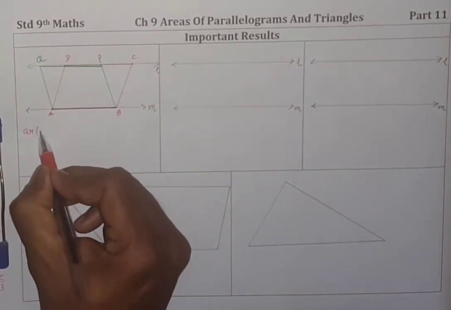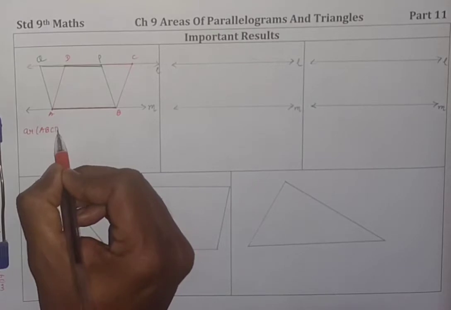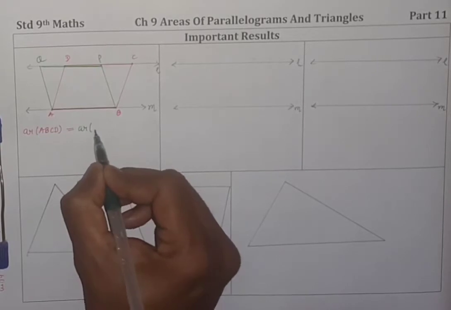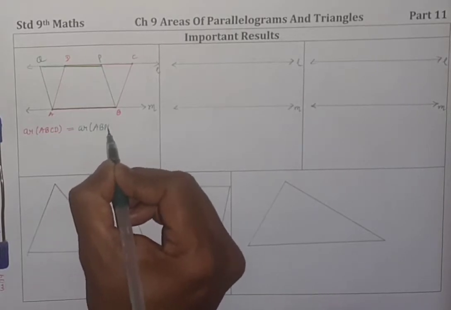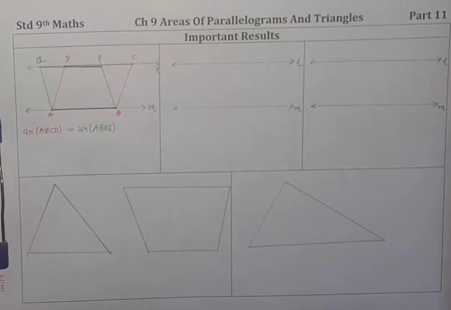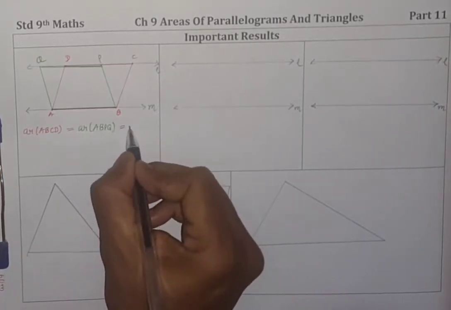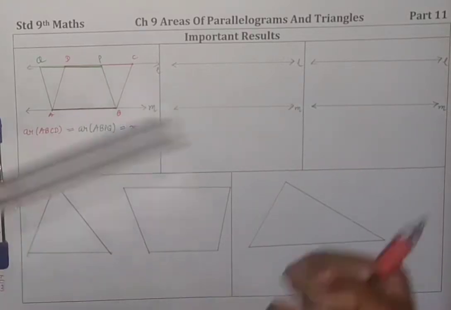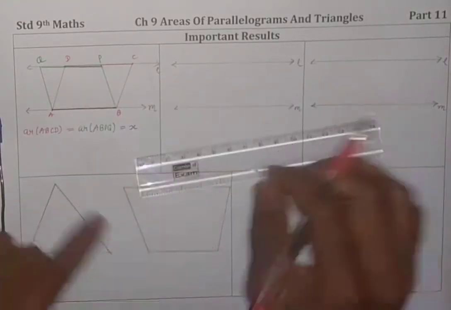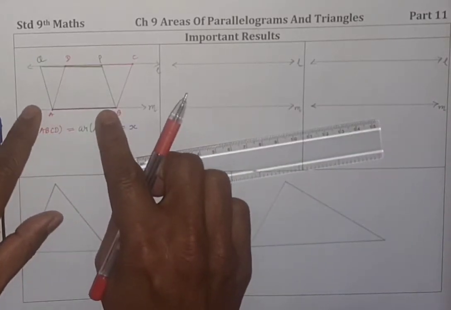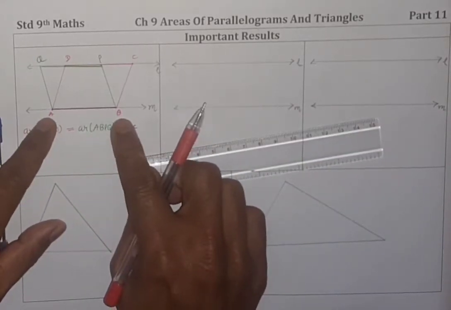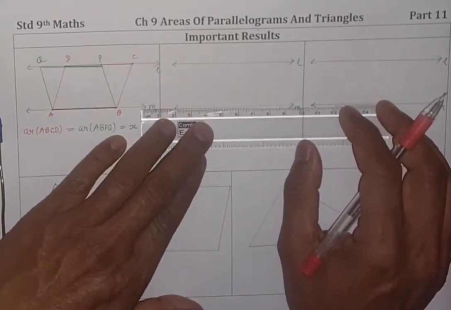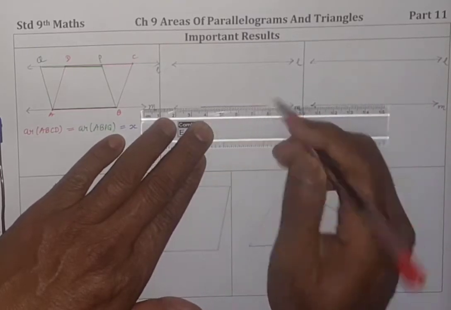Area of parallelogram ABCD is equal to area of parallelogram ABPQ, and you can call it X. That is equal to X. Clear? So the areas are equal, because the red parallelogram and the green parallelogram lie on the same base AB and between the same parallel lines L and M. Now I'm going to take two triangles.